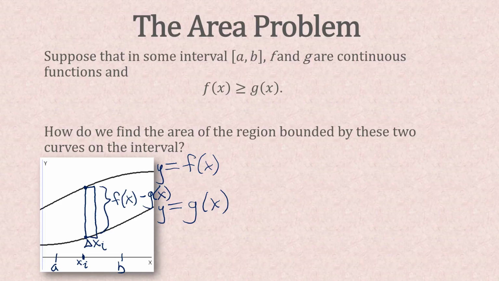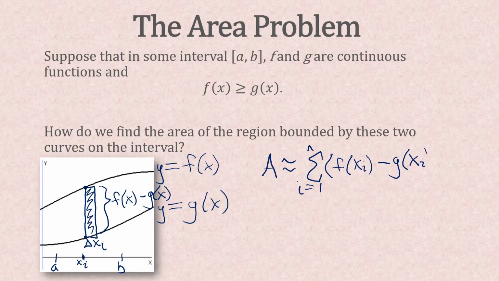So our area could be approximated with this Riemann sum here, where, whatever your favorite index is, we'll just sum over the area of each of these rectangles, which each has height of f of x sub i minus g of x sub i. And each one has a base of delta x sub i.